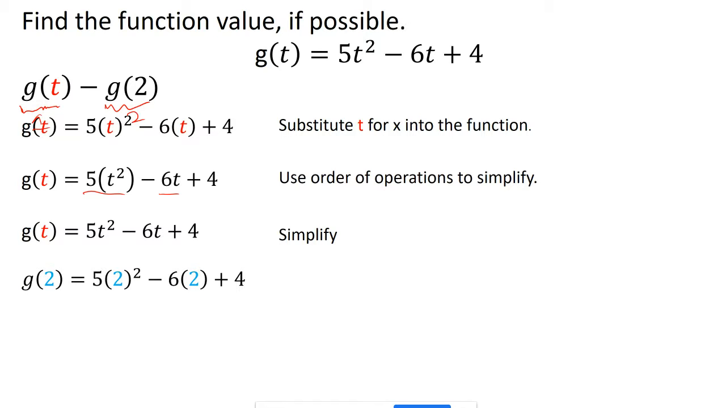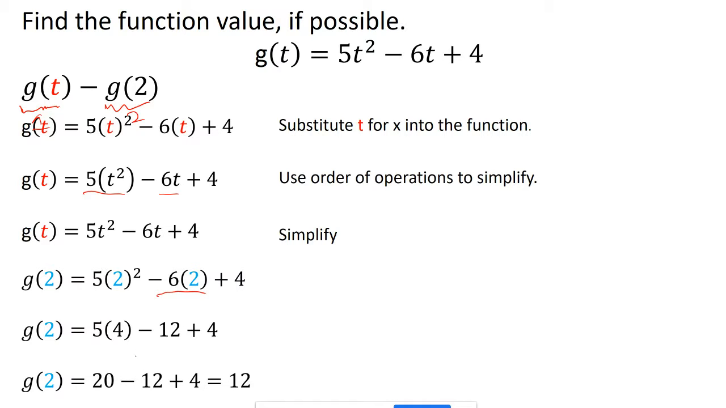So now we do g of 2. If we plug in 2 for every t that we see, then we get 5 times 2 squared minus 6 times 2 plus 4. 2 squared is 4. So 5 times 4 minus 12 plus 4. Negative 6 times 2 is negative 12. And then we get 5 times 4 is 20, minus 12 plus 4. And all of that comes out to, what is this going to be? 12.